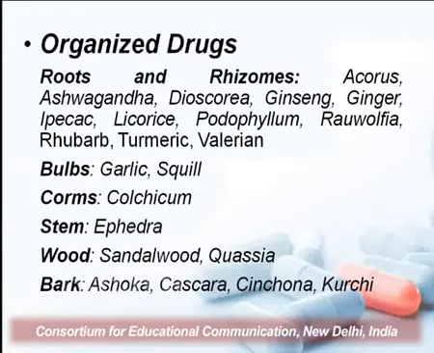Similarly, garlic and squill are obtained from the bulbs of the plant. Colchicum is obtained from the corms. Ephedra is obtained from the stems of the plant. Similarly, there are plants whose wood is used as a drug, for example sandalwood or quassia, and there are plants whose barks are normally used for medicinal purpose. Examples are ashoka, cascara, cinchona, and kurchi.